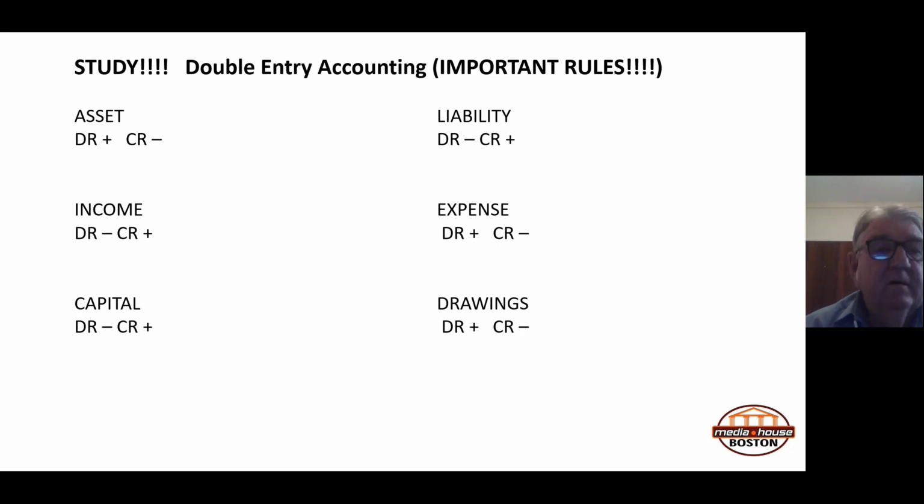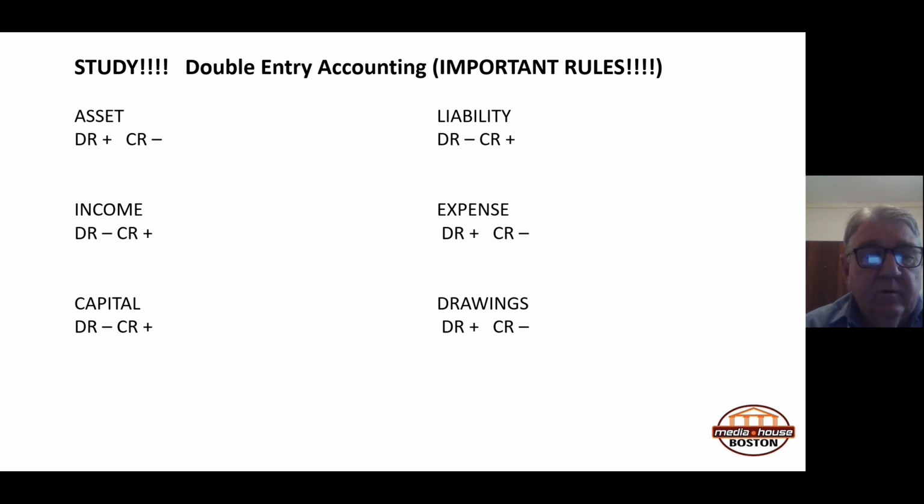The types of asset accounts you have are current assets and non-current assets. Non-current assets are assets with a lifespan of longer than 1 year, and current assets are assets with a lifespan of less than 1 year. Examples of non-current assets would be your property, plant, and equipment, your long-term investments, your vehicles, computer equipment. Those are all non-current assets.